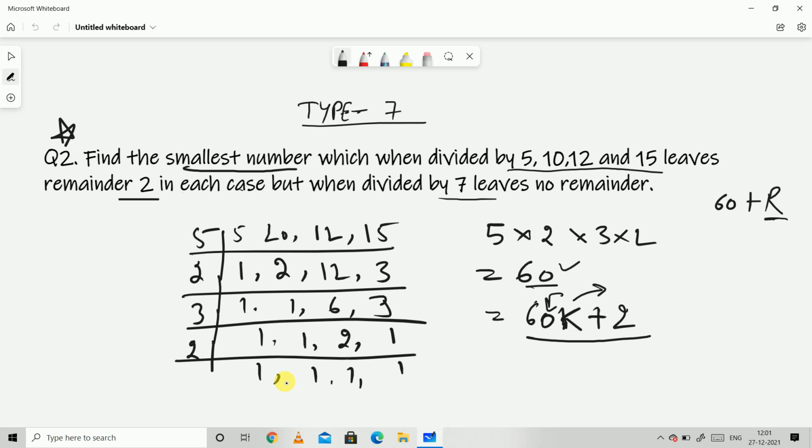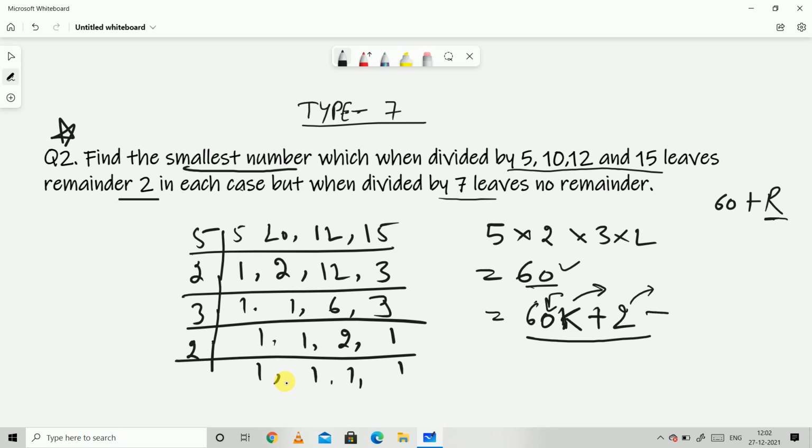So this is the form of that number, 60k plus 2, the smallest number which, when divided by 5, 10, 12 and 15, is going to leave a remainder of 2, because the 60k part is always divisible by 5, 10, 12 and 15, and since we have added 2, this will always be left as the remainder. So according to the question, 60k plus 2 will be my smallest number, which when divided by these numbers is going to leave a remainder 2.